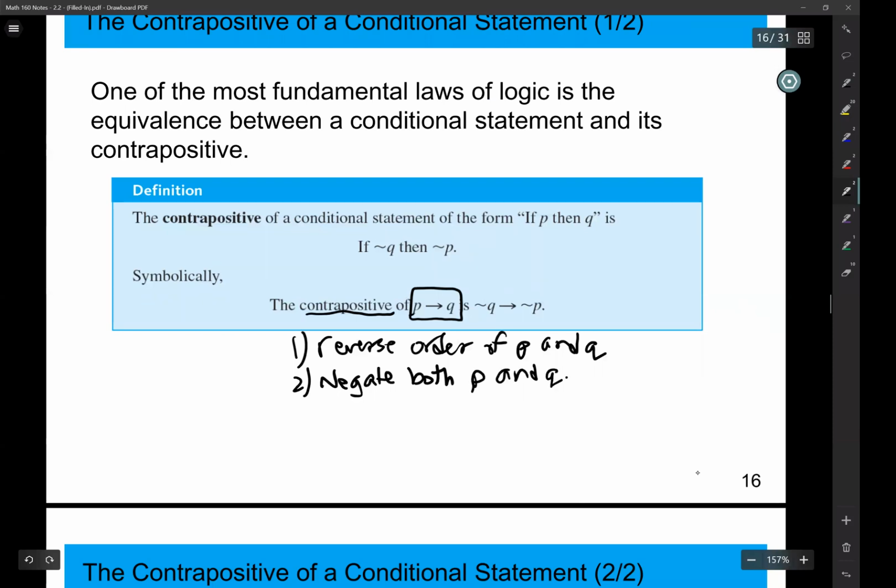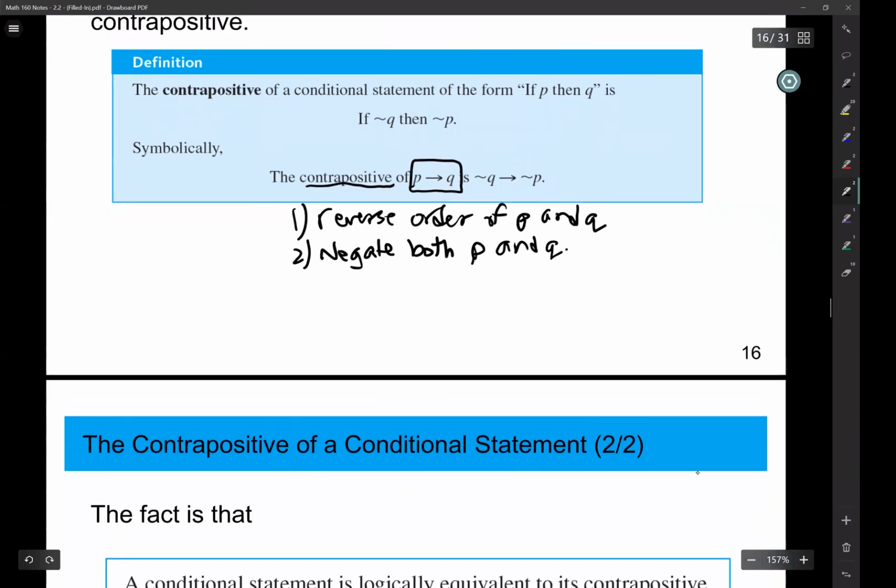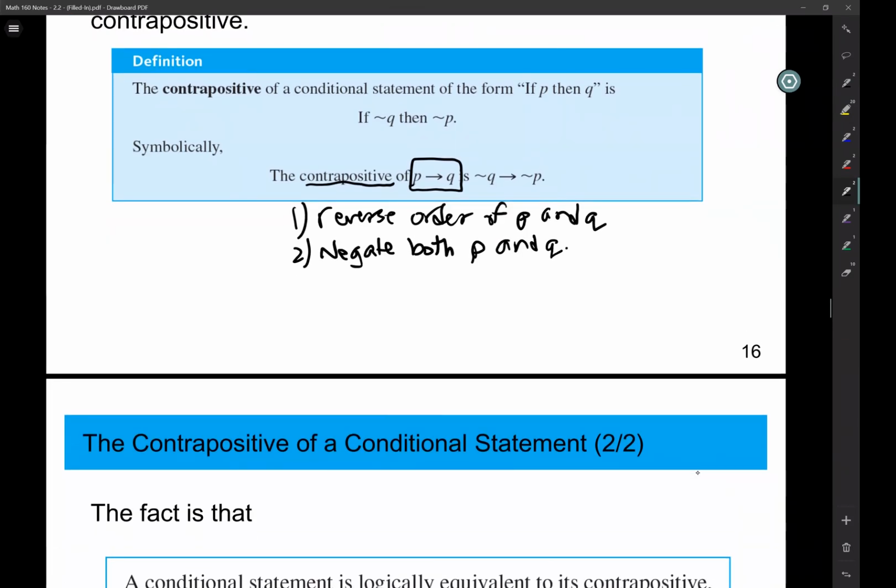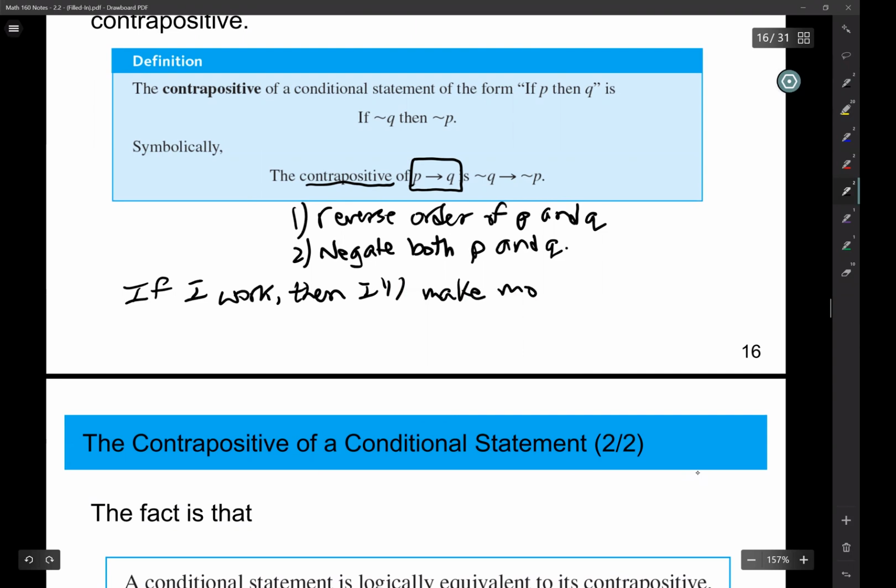Okay. A really easy example is, let's do the one I said where I work. If I work, then I'll make money. And we're talking about not in like a communist regime here, okay, in capitalism, with labor laws. If I work, then I'll make money, okay. So the contrapositive version of that is, so this is the original.